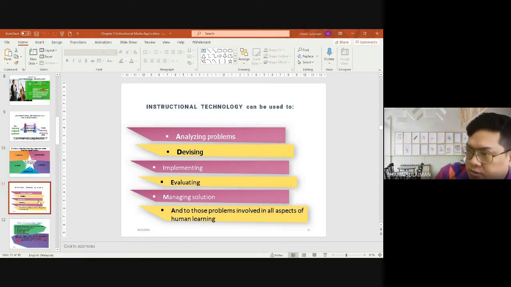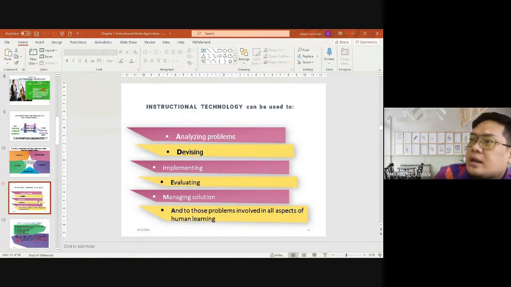So evaluations. Alright. Next is managing solution. For example, instructional technology will solve the learning problems. Solving learning problems, for example, students who are very weak in maths, with technology it will help the students keep improving their scores in maths and so on.